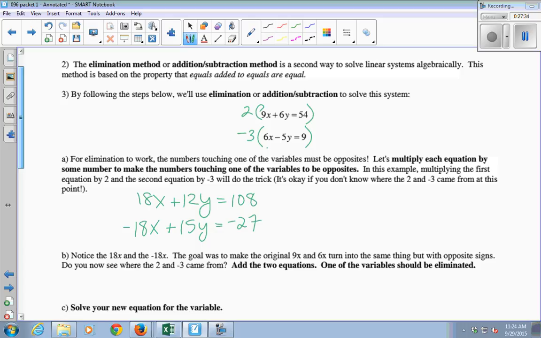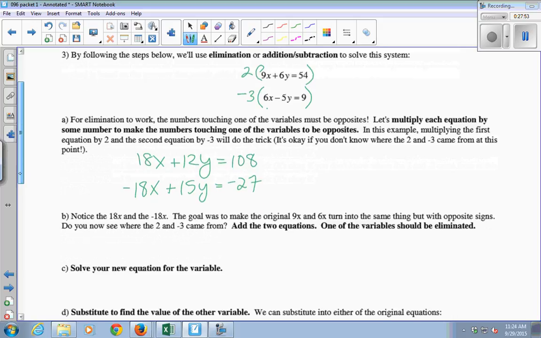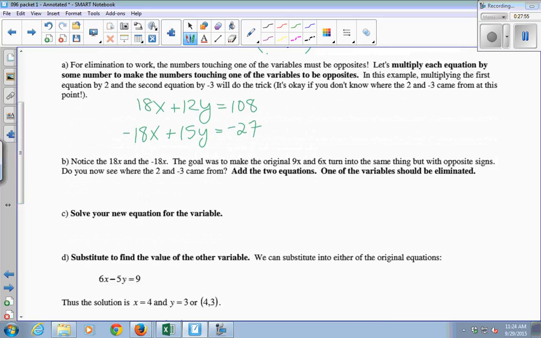So the reason I did this multiplication is because it made the numbers touching my x, one was +18 and one was -18. Right, so my goal was I wanted the numbers touching my x to be opposites. Same size, but one positive, one negative. So we've got a +18x and a -18x. So my goal was to make my 9x and my 6x turn into the same thing, but with opposite signs.